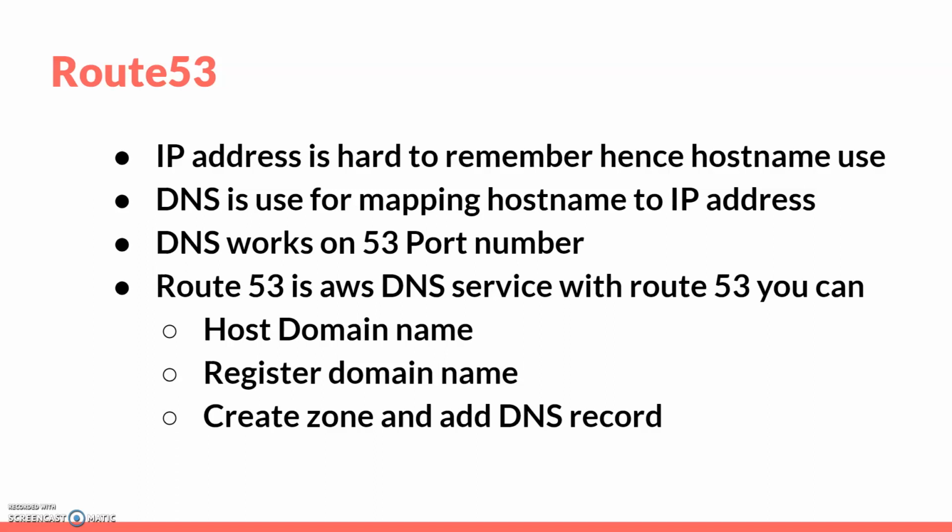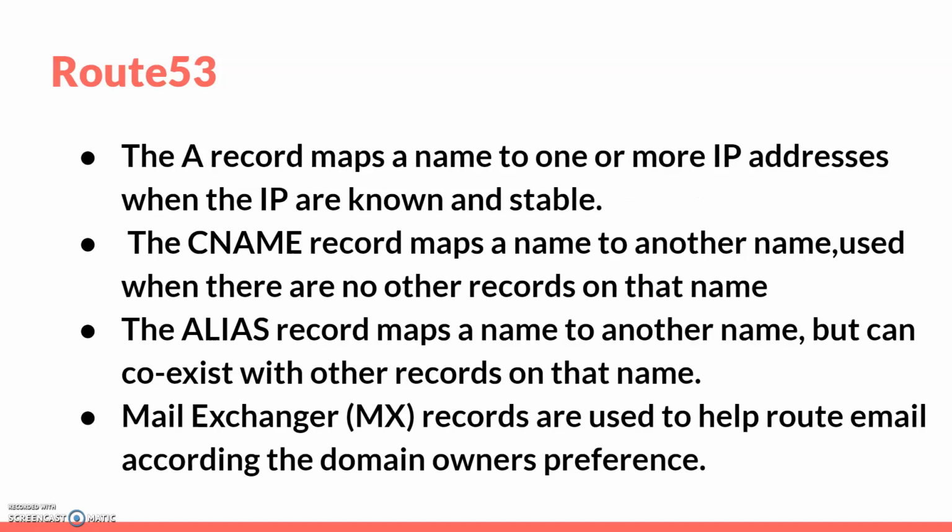Route 53 gives the same service of DNS hosting, where you can host your domain name, where you can register your domain name. You can create your zone and different kinds of DNS records. So what kind of records Route 53 supports, that we will see here. Basically there are these four types of records available. You can configure more than this also, but these are common records which are used when you host any domain. So A record, CNAME record, alias record, and MX record. Each record has a different purpose to serve.